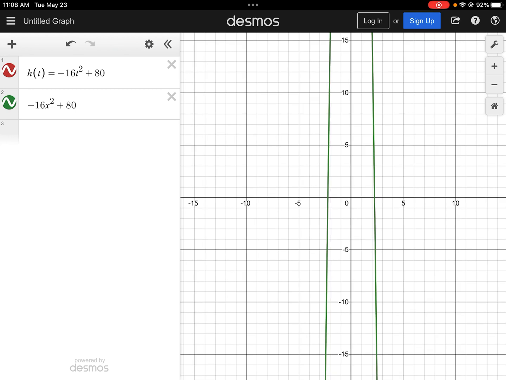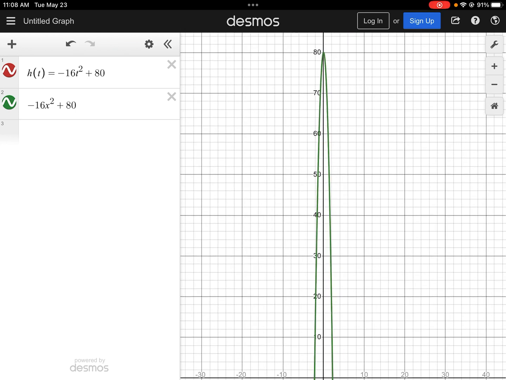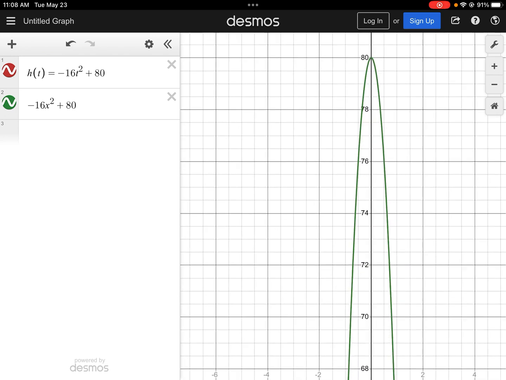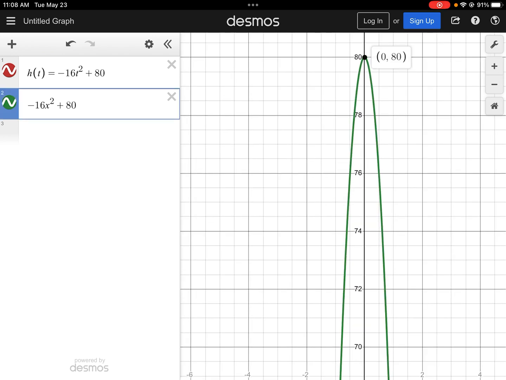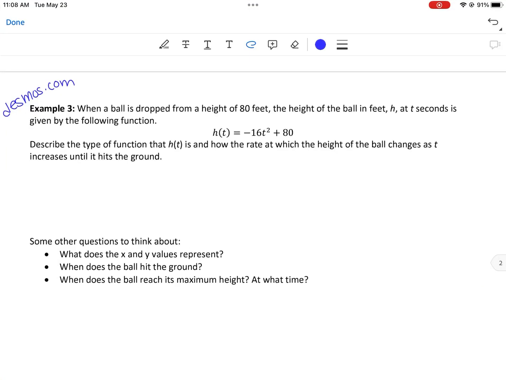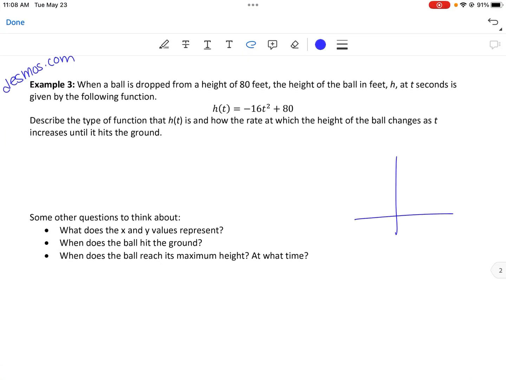Okay, so now that we have those, we're just looking at this graph. You can zoom in and out, but notice how the maximum height is at 80, and that's where you're starting. So if we look at this graph, let's draw it for a second. It looks like this. So x is the same as t here, which is time, and y is the same as height. That's what your x and y represent.